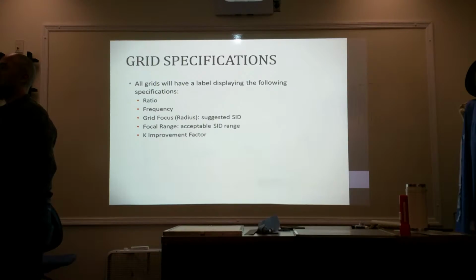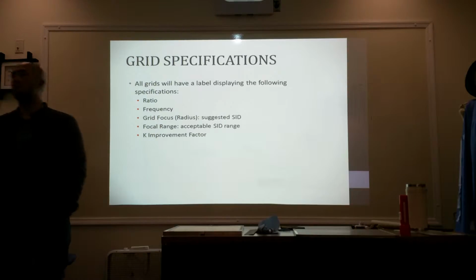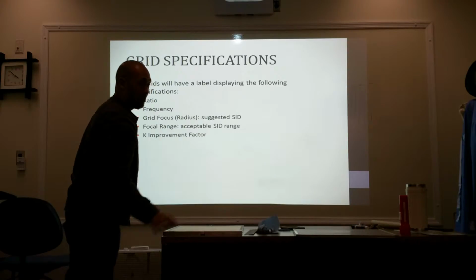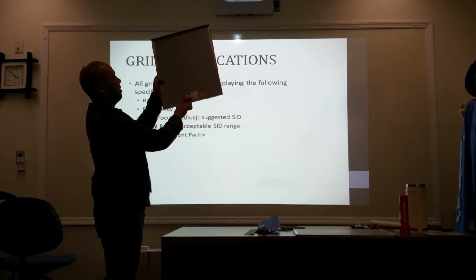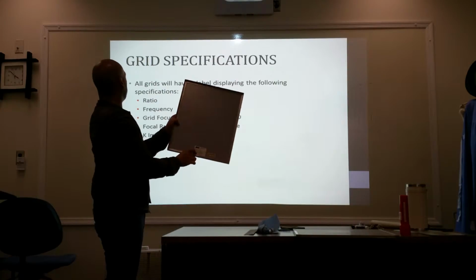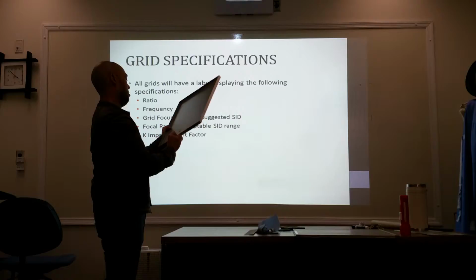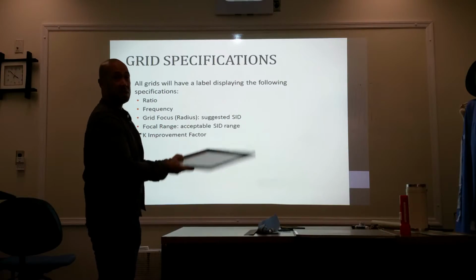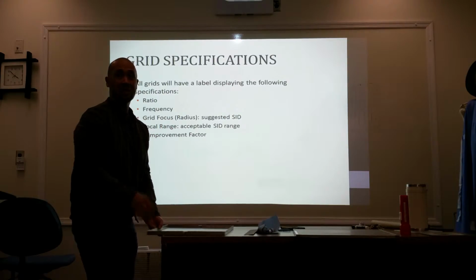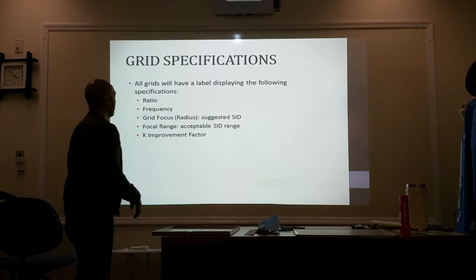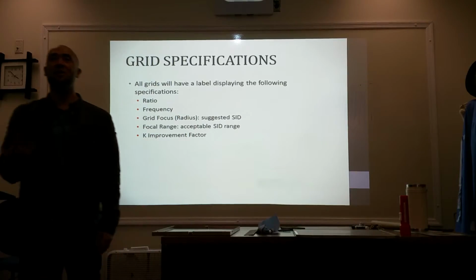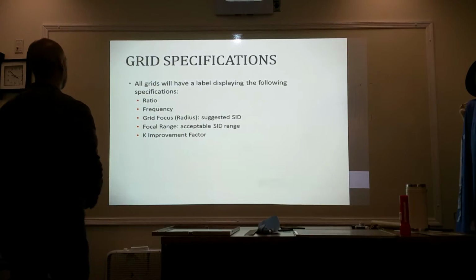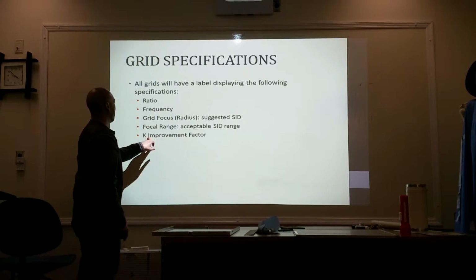Grid specifications. All grids will have a label displaying the following specifications. Like I said, when I'm looking at the label in here, here's the label. 10:1. My focal range is going to be between 36 to 40 inches. My grid radius is going to be 40 inches. Okay. My K improvement factor, what do we know about K improvement factor? What's going to give us better contrast, higher or lower grid ratios? Higher. Higher grid ratios, right?